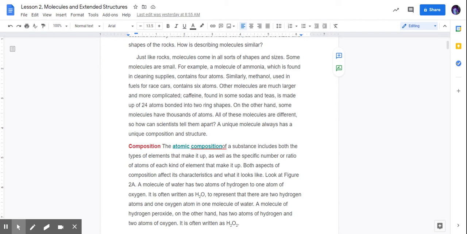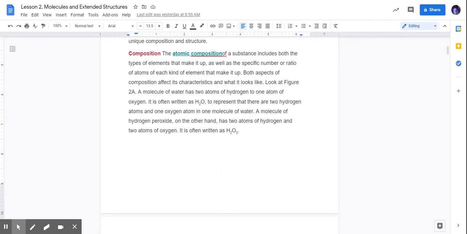Other molecules are much bigger and more complicated. Caffeine, found in some sodas and teas, is made up of 24 atoms bonded into 2 ring shapes. On the other hand, some molecules have thousands of atoms. All of these molecules are different, so how can scientists tell them apart? A unique molecule always has a unique composition and structure.